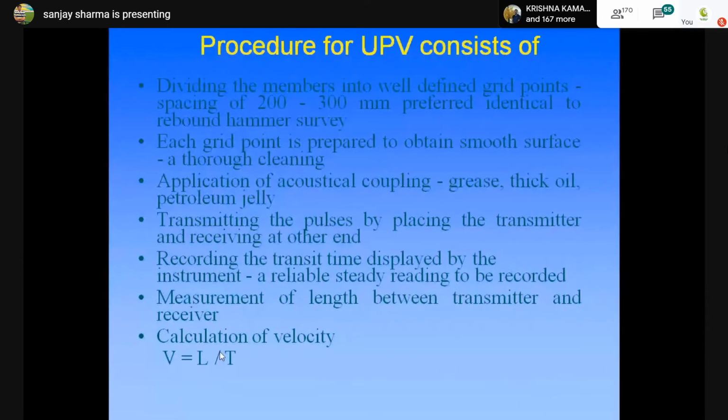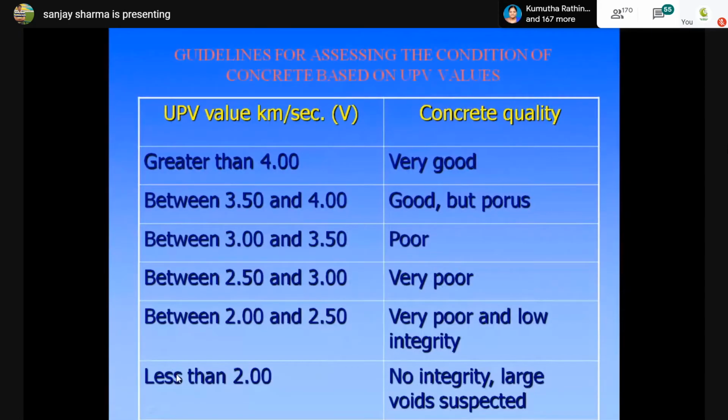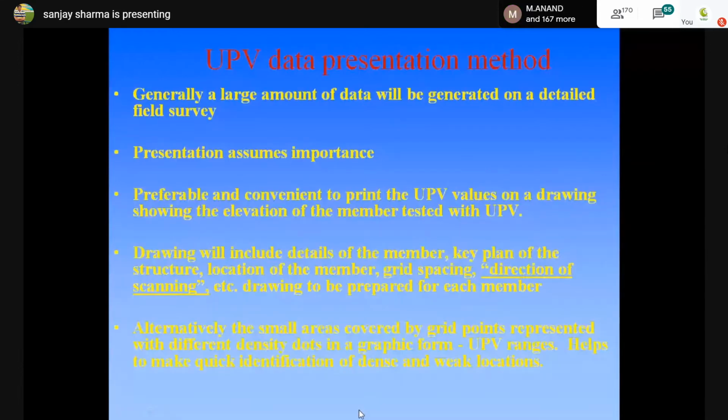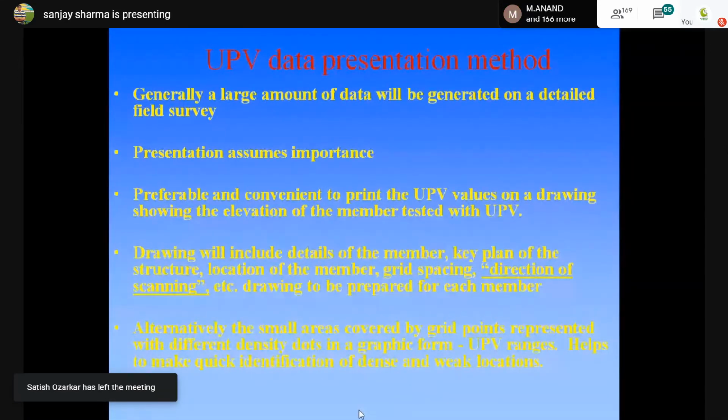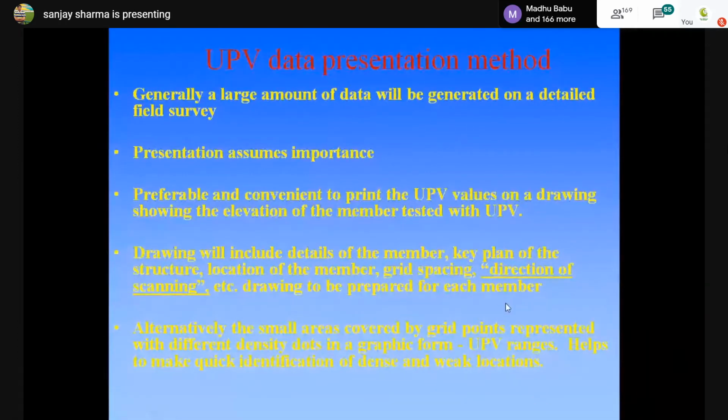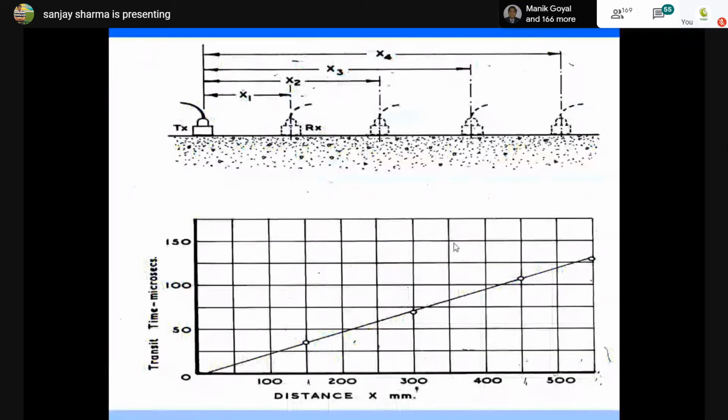You just feed in the travel path and measure the temperature. It will give you the velocity directly at the site. So you can use this particular thing. I have already shown you these things are different; researchers do different things. Generally you can find a lot of data available, and that data you have to properly mark so that you can identify the locations of poor quality at the site.